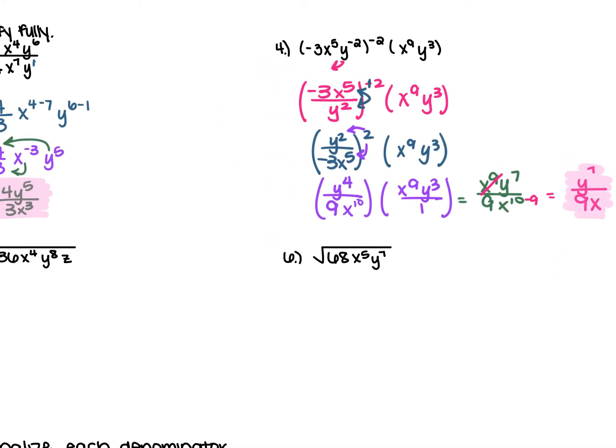For our next one, we have the cube root of 36 x to the 4th power y to the 8th power z. So with this one, you can separate this to be the cube root of 36, the cube root of x to the 4th, the cube root of y to the 8th, and the cube root of z if you wanted to. Or you can find the prime factors of 36, and then just write out all of your variables and group up your sets of 3. That's what I would do.